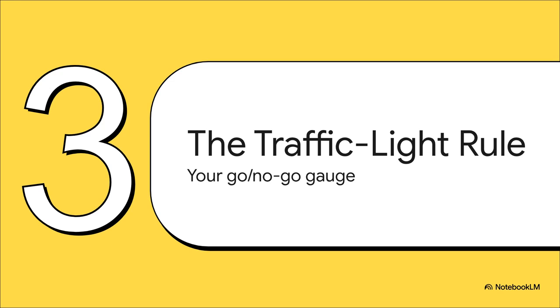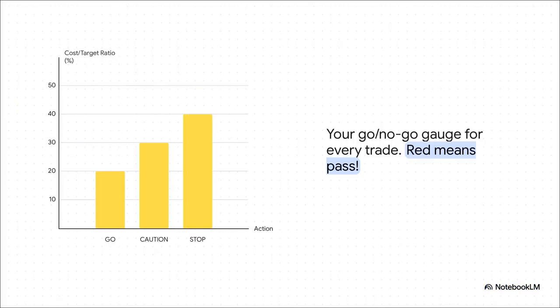Okay, so now that we can calculate our total cost in pips, what do we do with that number? Well, we need a simple mechanical rule to decide whether a trade is even worth taking in the first place. This is what I call the traffic light rule. It's your instant go or no-go gauge. And here's how it works. It's dead simple. If your total cost to target ratio is under 20%, that's a green light.